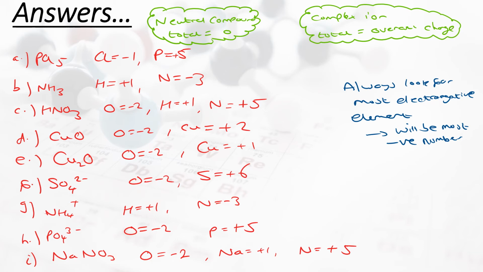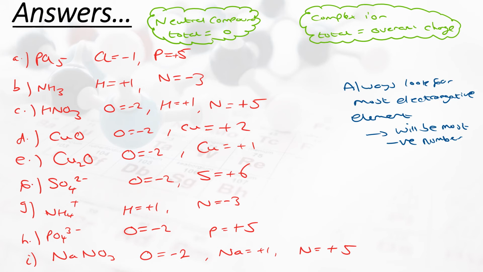The copper oxide, CuO: look for the most electronegative element, our oxygen, that will be -2, and therefore to make it overall neutral, we have to have a +2 from our copper. E is again another copper oxide, but now we have Cu2O. Our oxygen again is the most electronegative element, -2, but this time to make it overall neutral, the sum of our copper has to be +2, but because we have 2 coppers, we have to split that +2 by 2. And so each copper is actually a +1 oxidation state.